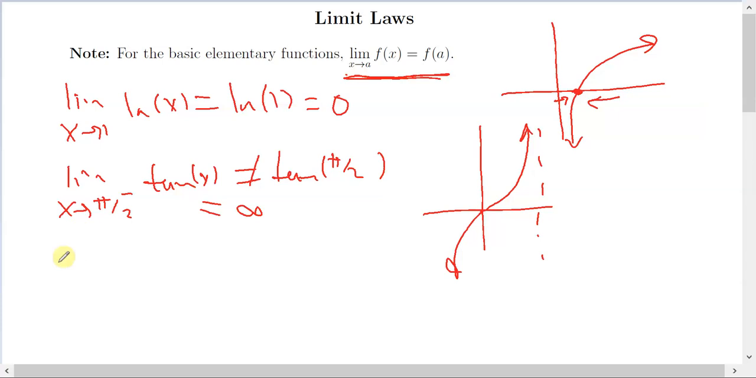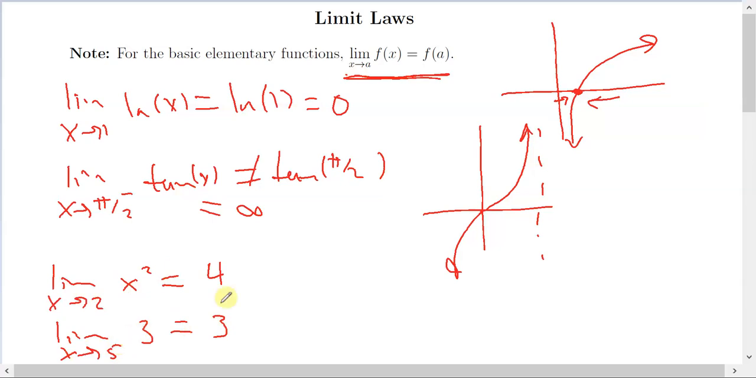So all of our basic functions, I just, for the most part, plug in. As long as it's not some weird thing going on and I'm hitting a place that's not in the domain or something like that. So in this case, we get 4, because you're just going to have 2 squared. If I take the limit as x approaches 5 of the constant function 3. Well, constant functions, there's no place to plug the x in, so every value is going to be 3, no matter what you approach for a constant function. And if you just think about the underlying graphs in all these cases, there's nothing weird going on here, there's nothing weird going on here, so on.